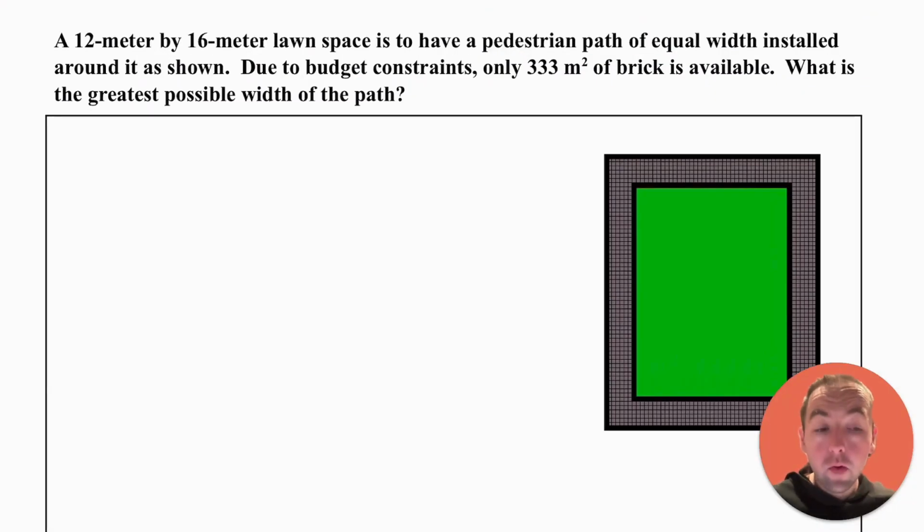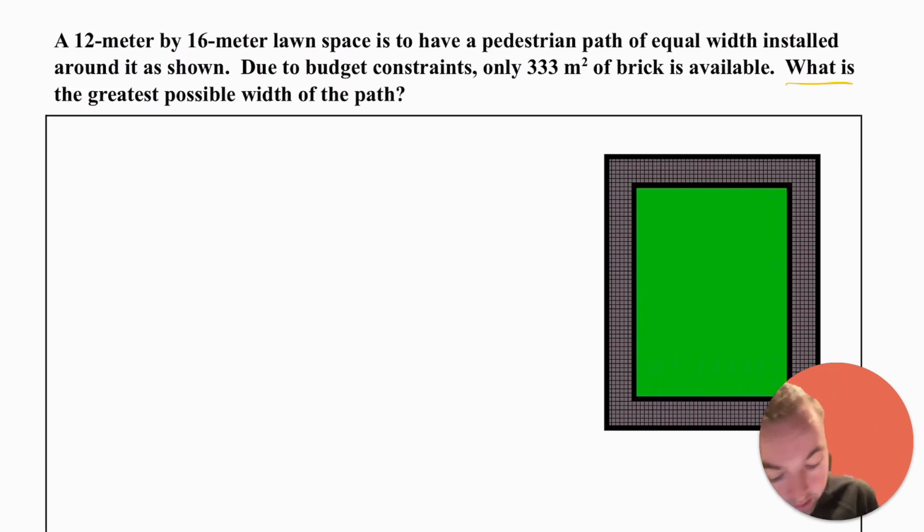In this last example problem, we have a 12 meter by 16 meter lawn space that is to have a pedestrian path of equal width installed around it, as shown in this picture. Due to budget constraints, only 333 square meters of brick is available to use. We want to determine what the greatest possible width for this path is.